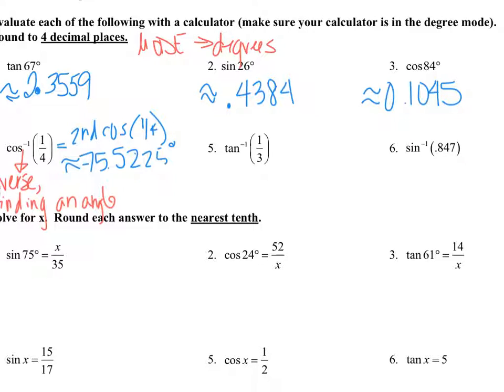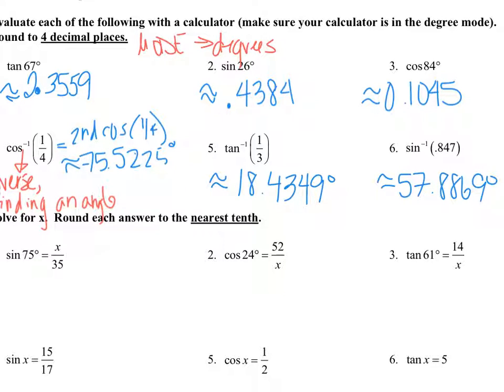Okay, and we should get this one to be approximately 18.4349 degrees, and then the next one 57.8869 degrees. So once again, anytime you are trying to find an angle, you want to use the inverse operation in your calculator, which is that little -1. So you hit second, the trig function, and then round to 4 decimal places and include your degree symbol.